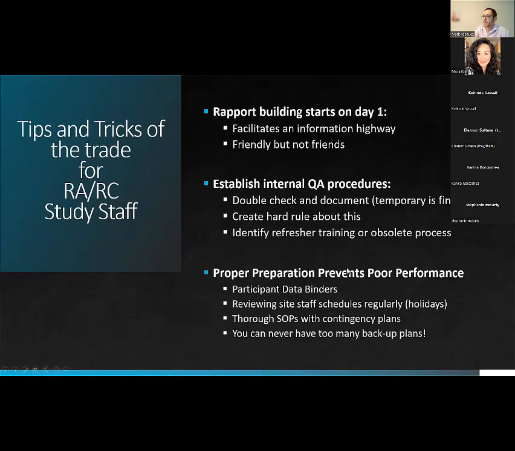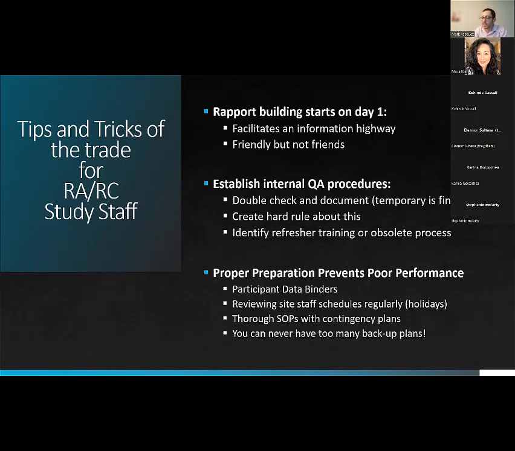Oops, go back. All right, so proper preparation prevents poor performance. I did say it. So this is just an ode to being prepared as much as you can. If your site is scheduled to enroll 30 participants, then make 20 participant data binders while you're waiting for your site to be endorsed or for launch. Don't wait until you enroll somebody. So think about things that you can do ahead of time as much as possible.